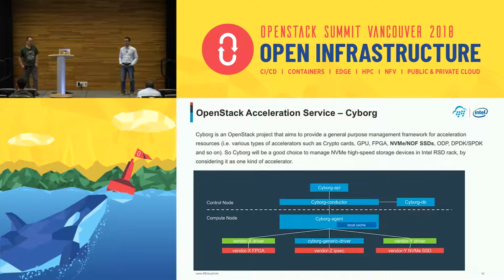Its target is to provide a general purpose accelerator device management service for all OpenStack clusters. The supported accelerator devices can be crypto cards, GPUs, some FPGA devices, or some ASIC accelerators, for example, the QAT devices from Intel. And besides the hardware accelerator devices, Cyborg can also support software acceleration libraries, for example, DPDK or SPDK.